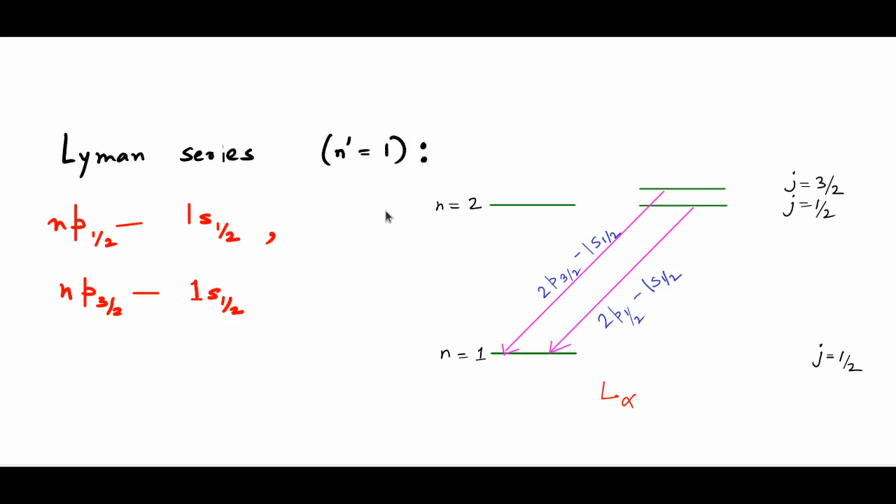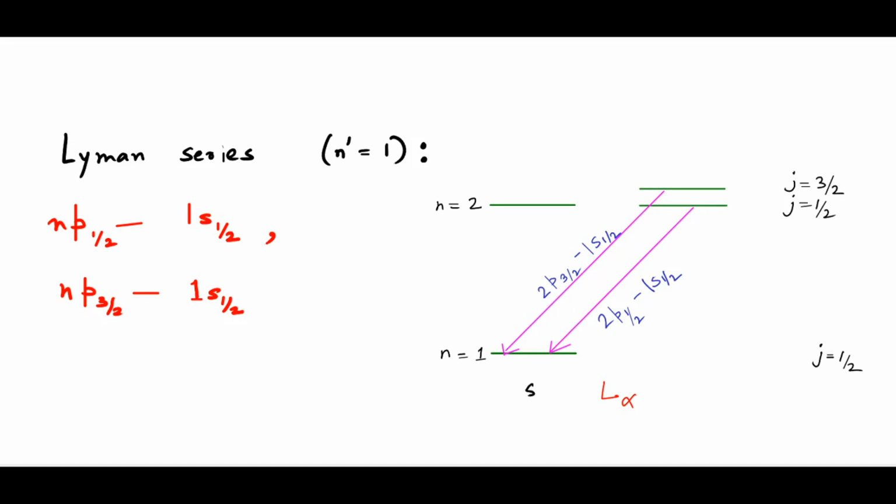For the L alpha line, the first line in the Lyman series, the transition occurs from n equals 2 to n equals 1. So the n equals 2 level splits into 2, one for j equals half, the other for j equals 3 by 2. Now, these are the s levels and here you have the p levels.